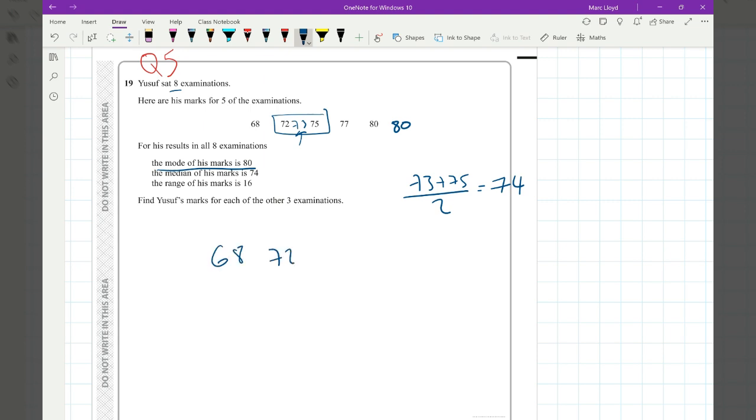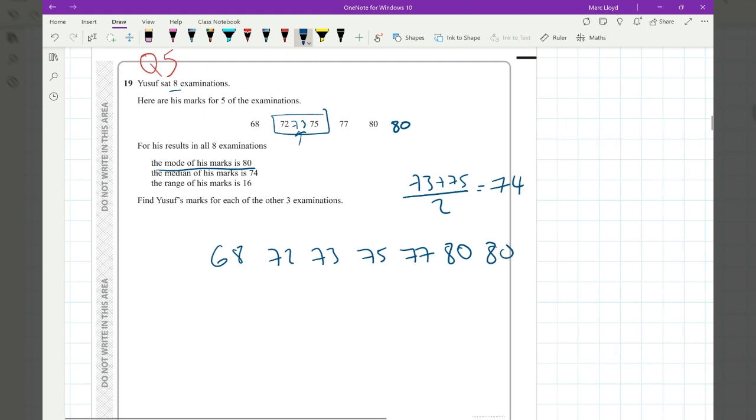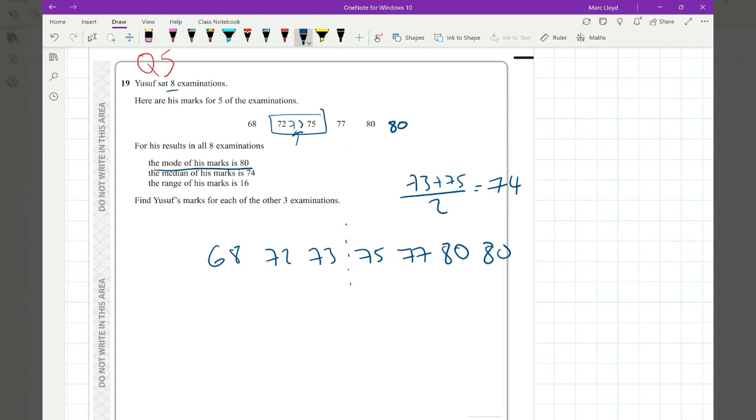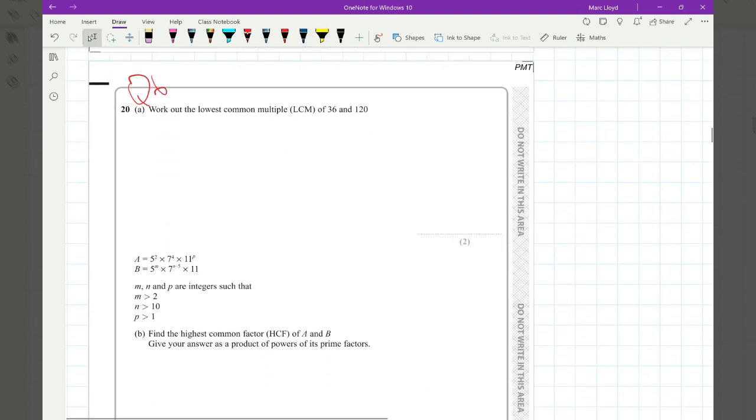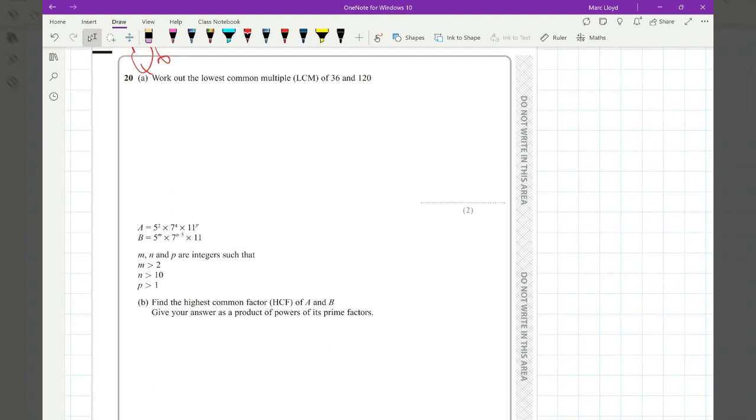Right, let's take another look at this. We've got 78, 72, 73, 75, 77, 80, and 80. 1, 2, 3, 4, 5, 6, 7 numbers. Now the median goes in here, which means that we are missing a number on the left-hand side, and that's going to be the number that we can work out as 80 take away 16. That equals 64. And that's because 16 is the range, so 80 take away 16 gives us that minimum value, so we have 64 there.